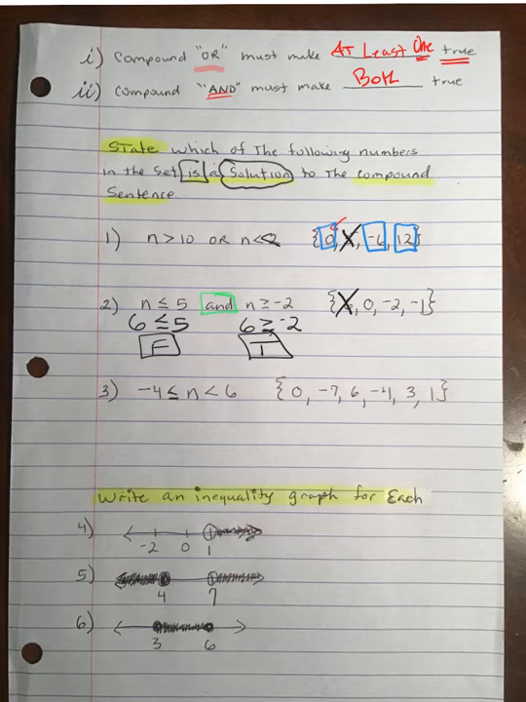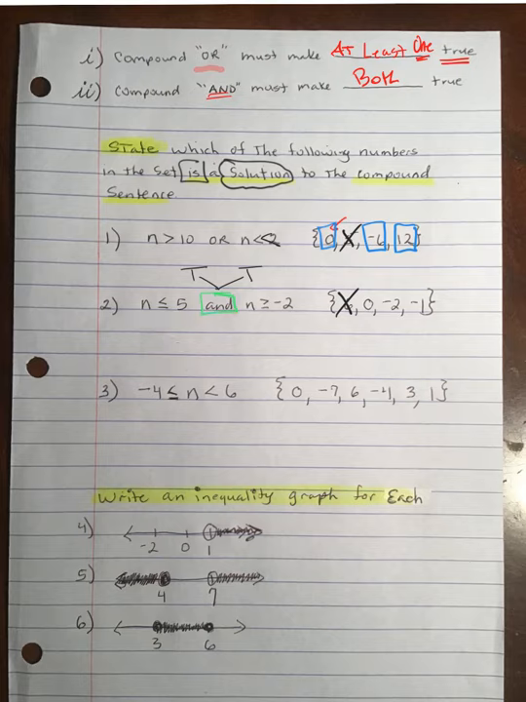Technically, once I found out that this one was false, did I even have to bother testing this one? Because if it has to make both of them true, both of them have to be true. As soon as I find out that this one's false, I can stop and say it's not a solution. Doesn't that make common sense?